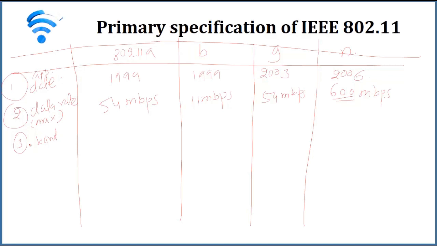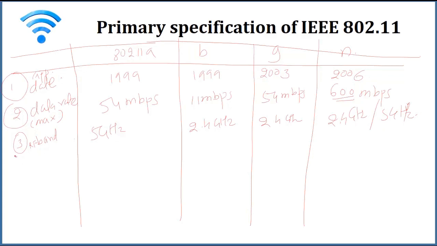Obviously RF band. Okay, so RF band, this was actually your 5 gigahertz band. This was actually your 2.4 gigahertz. This was again 2.4 gigahertz, and this one was again 2.4 gigahertz or 5 gigahertz. They are available in both.